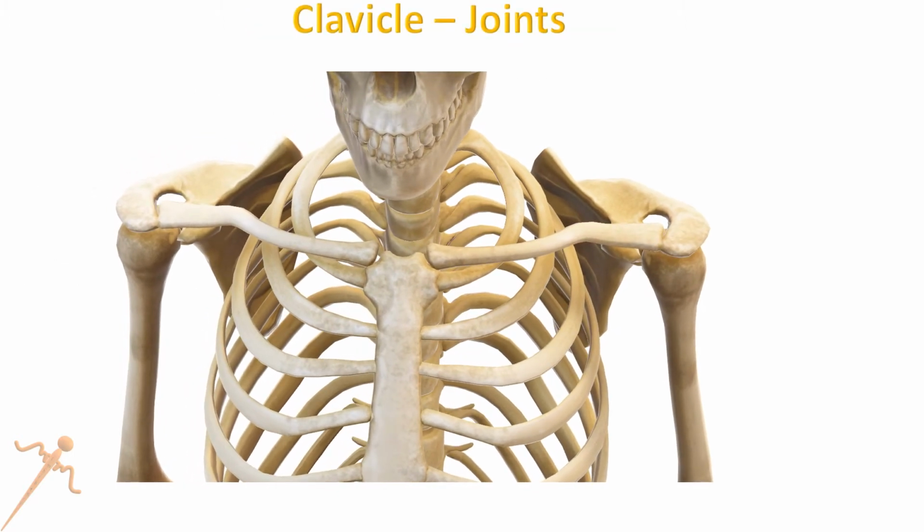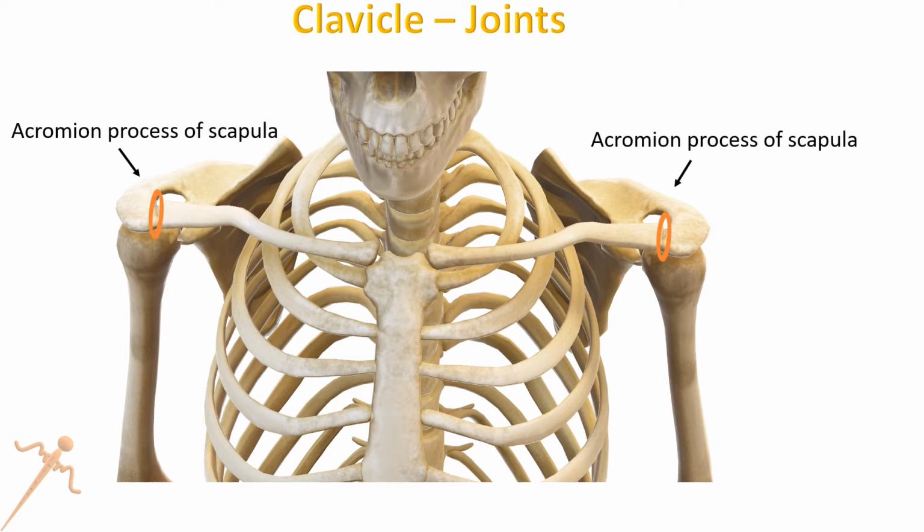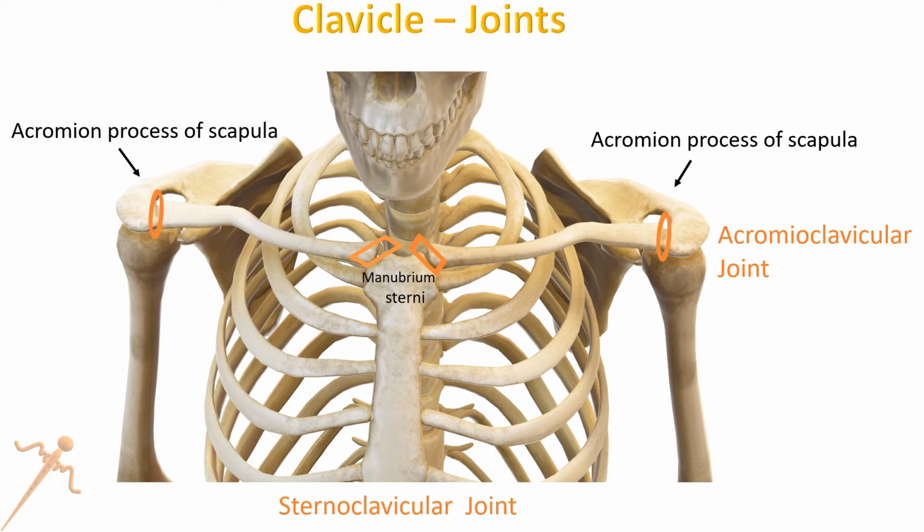The 2 ends unite with the other bones. The lateral or acromial end bears a facet which is oval in shape and articulates with the acromion process of the scapula to form the acromioclavicular joint. The medial end, which unites with the upper part of the sternum called the manubrium sterni, is quadrangular.